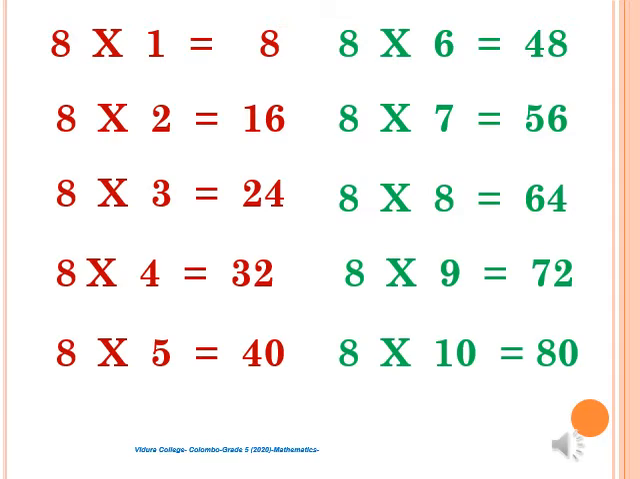So class, when 8 is repeated twice, 8 times 8, the answer is 64. 8 times 5 is 40. And 8 times 10 is 80.